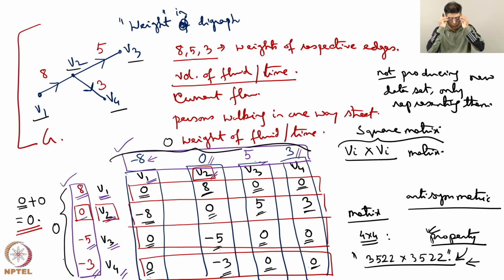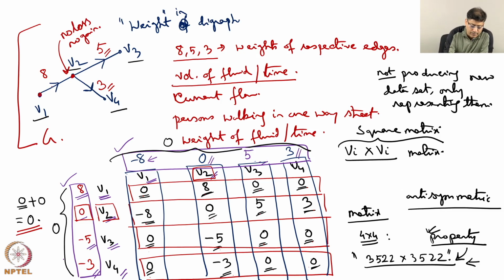We note that V2 is such a vertex where 8 units come out and that gets distributed to 5 and 3. So, we can call informally V2 vertex as no loss, no gain, nothing is stored here, no deficit happens, and V1 is the one which is losing fluid. So, I can call it informally losing vertex.